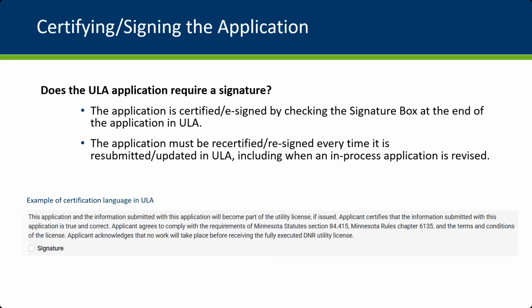The application will be certified or signed by checking the signature box in Step 7 on the ULA application. An example is below. The application must be recertified or re-signed each time a change or update is made to the application. This ends Section 6.